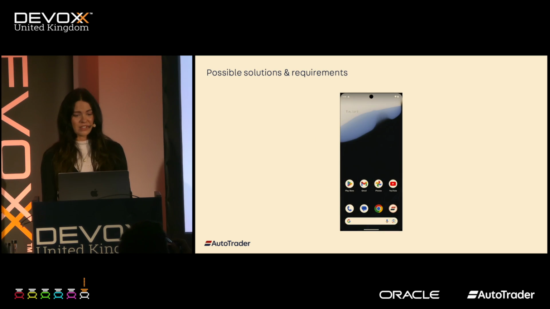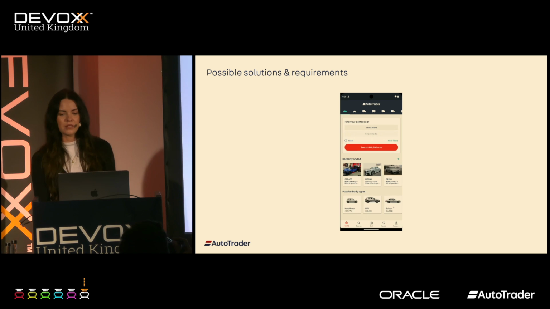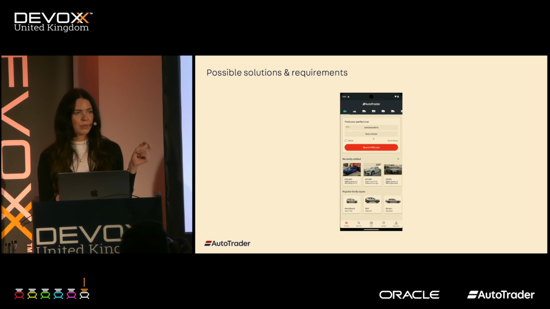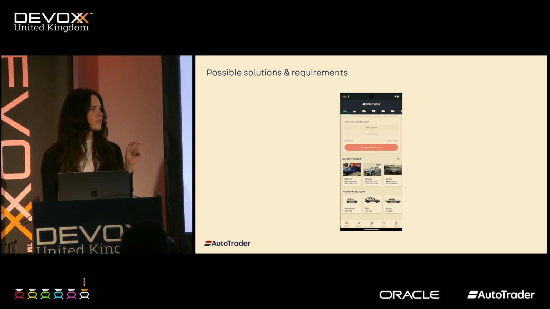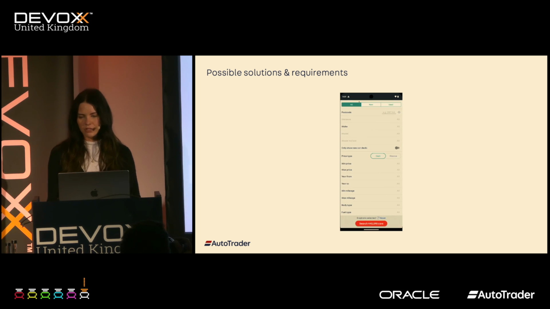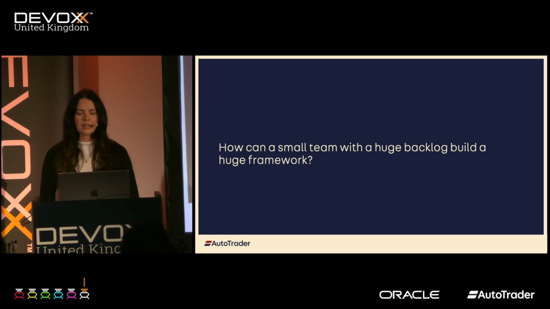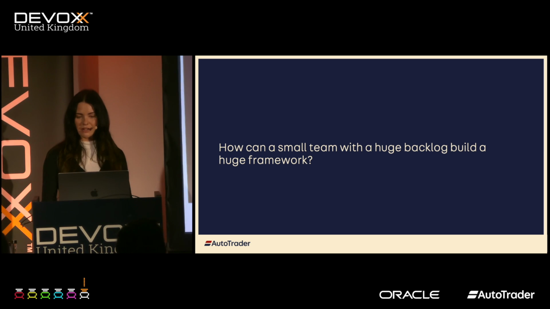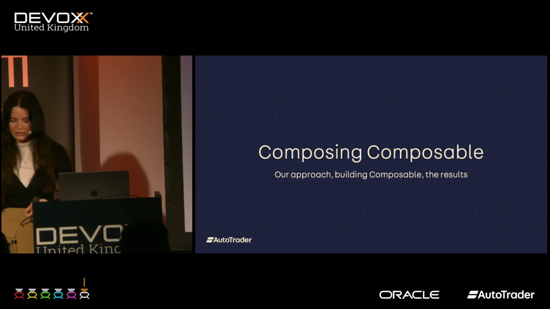A quick example of this is, to begin with, we had a dabble with a system building the app's home screen in 2019. That was server-driven, but it was only one screen and not a framework, and it was very, very limited in customization. But you might be thinking, how can a small team with a huge backlog, like we mentioned, build a huge framework like this? So I'm going to hand over to Jimmy to explain.